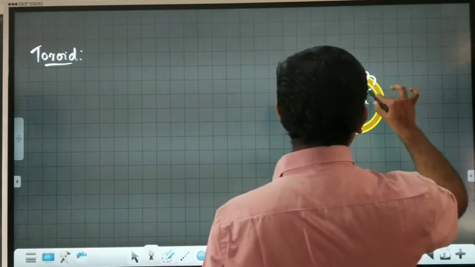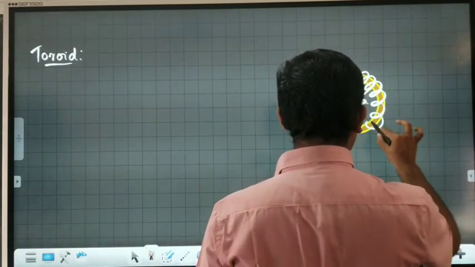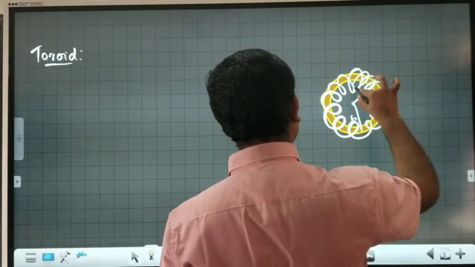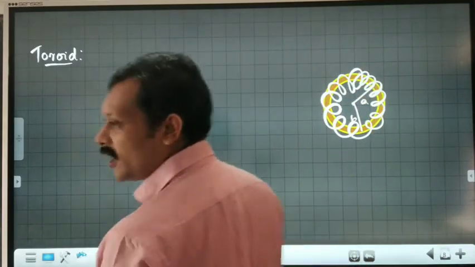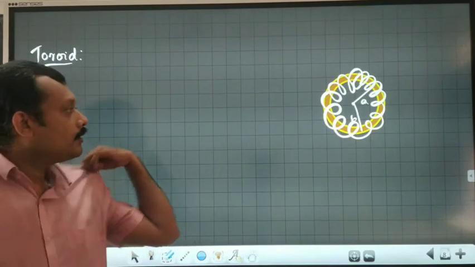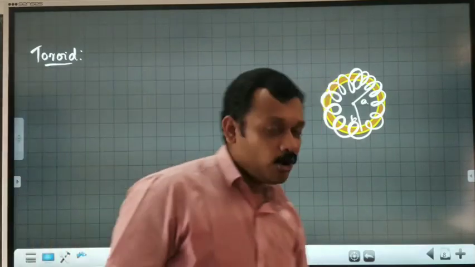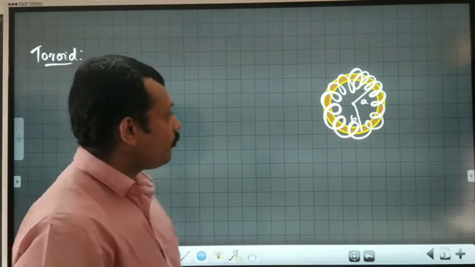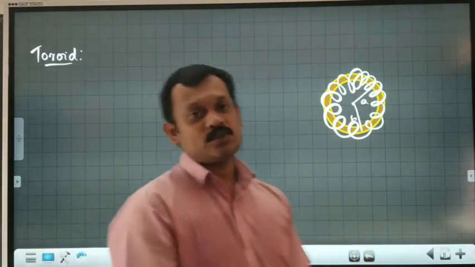A toroid is a solenoid wound over a circular frame. Forgive my drawing abilities.